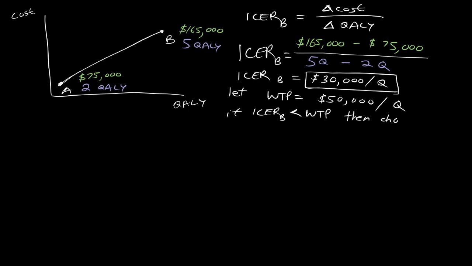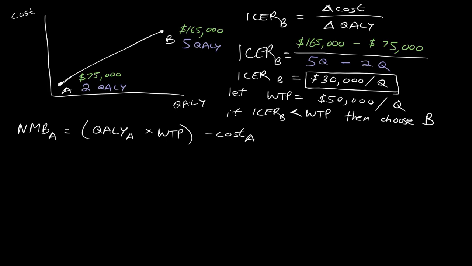Now the main decision rule is that if the ICER of B is less than willingness to pay, we choose B. In this case, that's true, right? The ICER of B is $30,000 per quality, which is less than the willingness to pay, $50,000 per quality. 30,000 is less than 50,000, so we're going to choose B. We'll scale up the supply curve and choose drug B because drug B is cost effective compared to drug A. The additional cost of drug B is worth it given the additional quality adjusted life years we get for drug B.